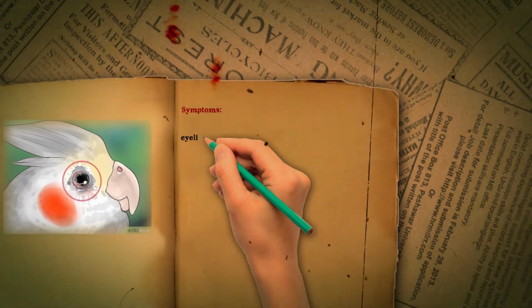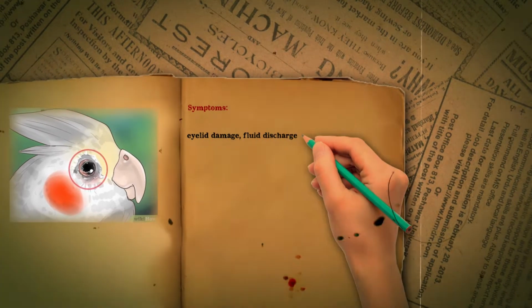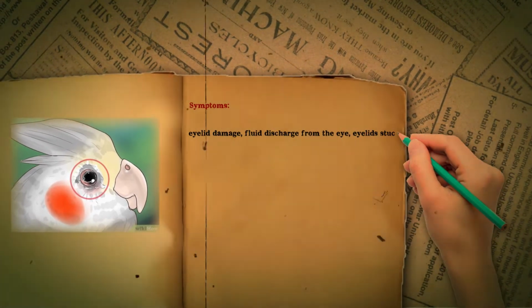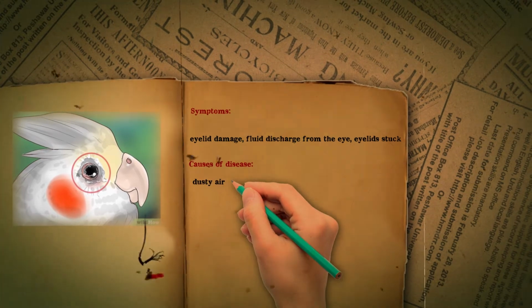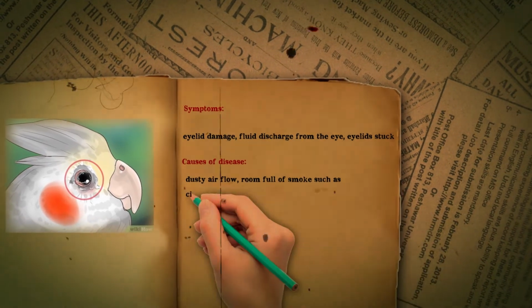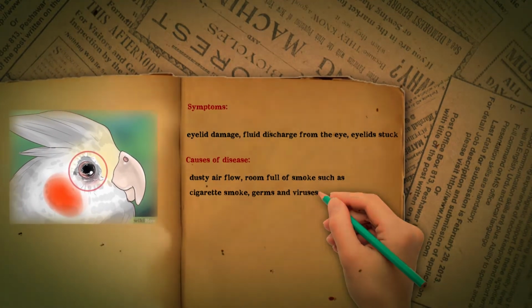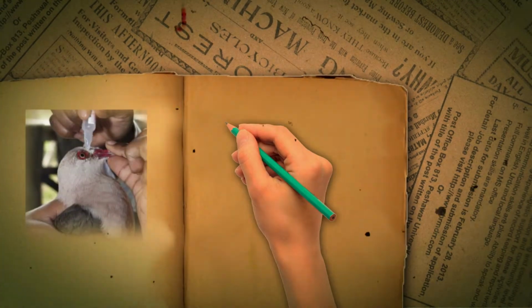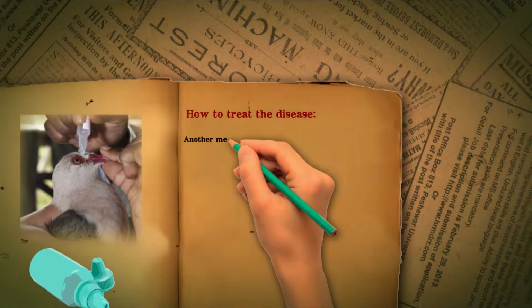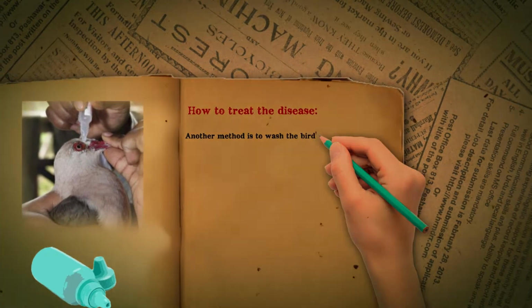Symptoms: eyelid damage, fluid discharge from the eye, eyelid stuck. Causes of disease: dusty airflow, a room full of smoke such as cigarette smoke, germs and viruses. How to treat the disease: using eye drops and antibiotic ointments.